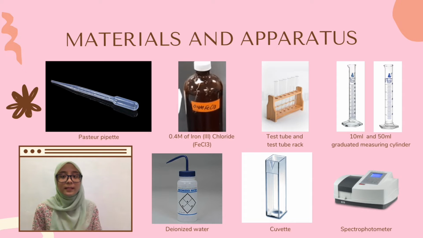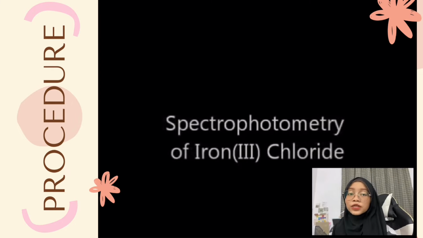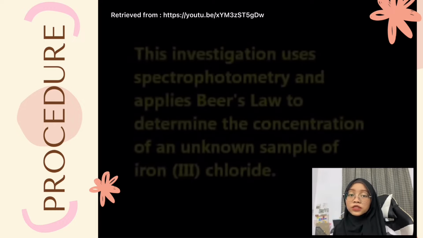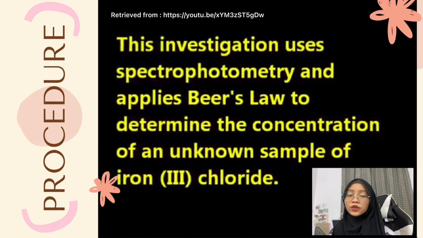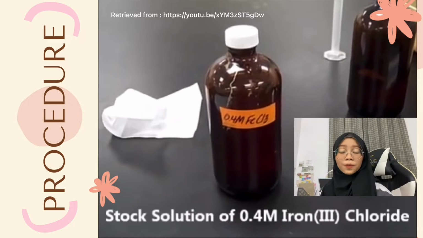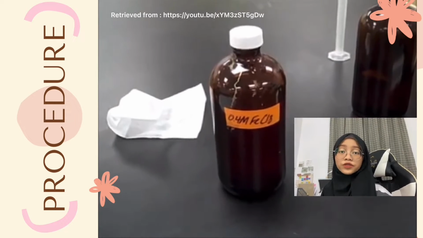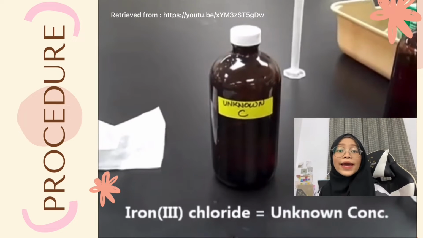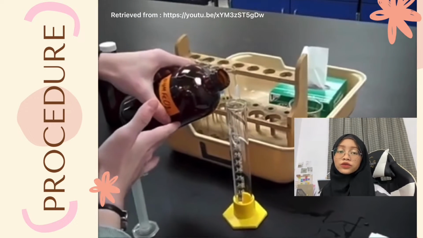There are several materials and apparatus that were used in this experiment. It includes a pipette, 0.4 molar iron trichloride, test tube rack, graduated measuring cylinder, deionized water to make dilutions, cuvette to place the sample, and UV-VIS spectrophotometer to measure the key value for this experiment, which is the transmittance of the sample for each dilution. This experiment uses spectrophotometry and applies Beer's law to determine the concentration of an unknown sample of iron trichloride. The apparatus and materials were set up, including a stock solution of 0.4 molar iron trichloride and an iron trichloride solution with unknown concentration.